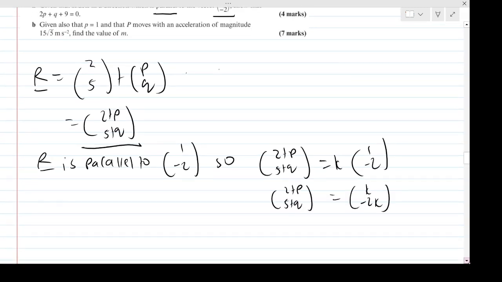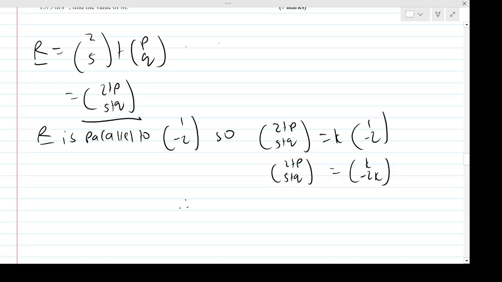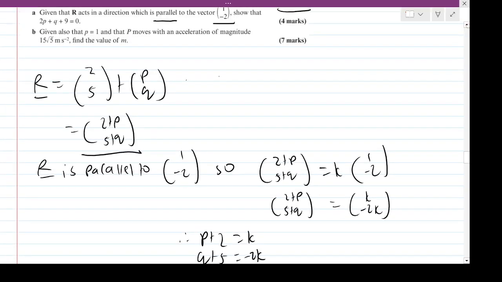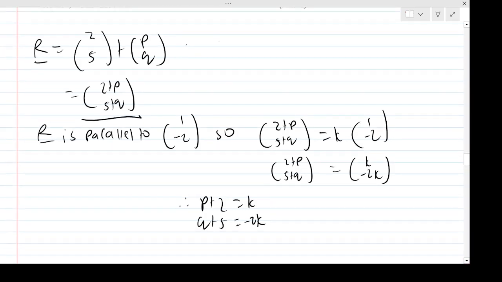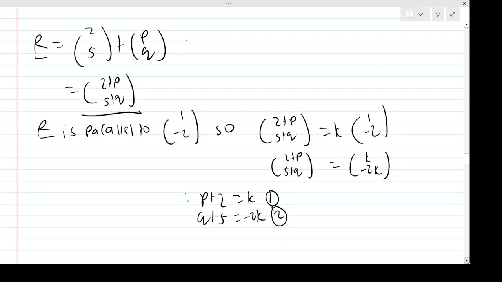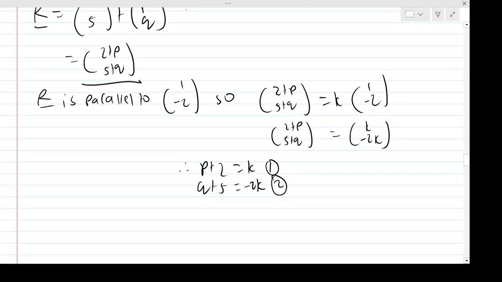And so then we get these equations. P add 2 equals k and Q add 5 equals minus 2k. So we need to get to this sort of random equation here. What do you notice? In particular, there's no k in, only P and Q, which means I need to eliminate k from these two equations. If I call them 1 and 2, these are simultaneous. I need to get rid of k because the final equation they want doesn't have any k's in.